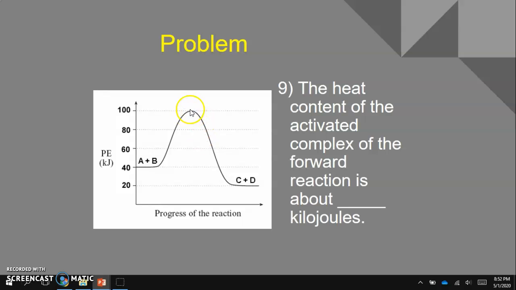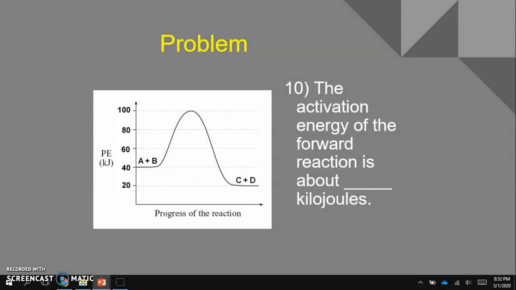So here's a different one. You were looking at one particular problem earlier. Now let's look at another one. It says the heat content of the reactants of the forward reaction. So again, it's just looking for the heat content of the reactants, which are on the left. Remember, reactants are on the left, products on the right. Here we are at 40 kilojoules, because the line for your reactants is just sitting at 40.